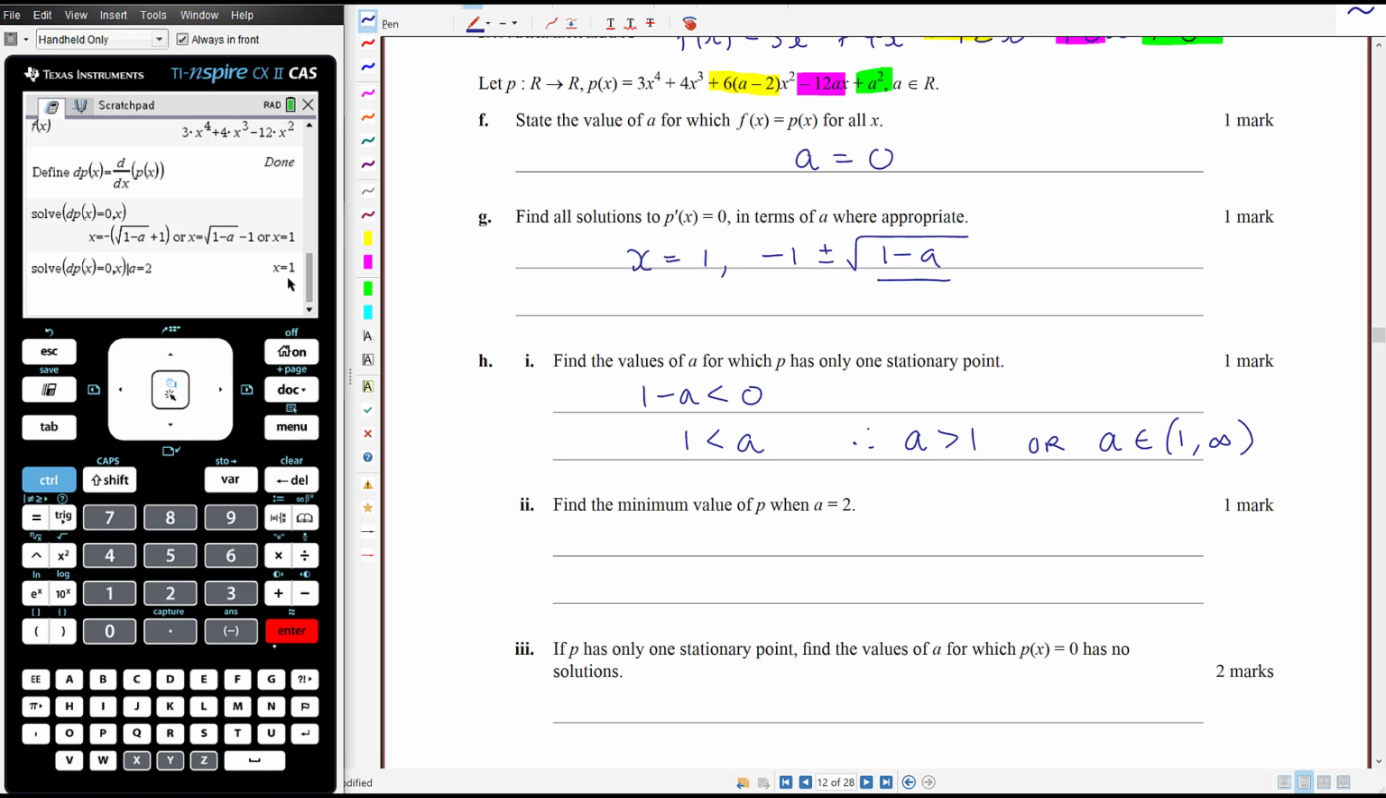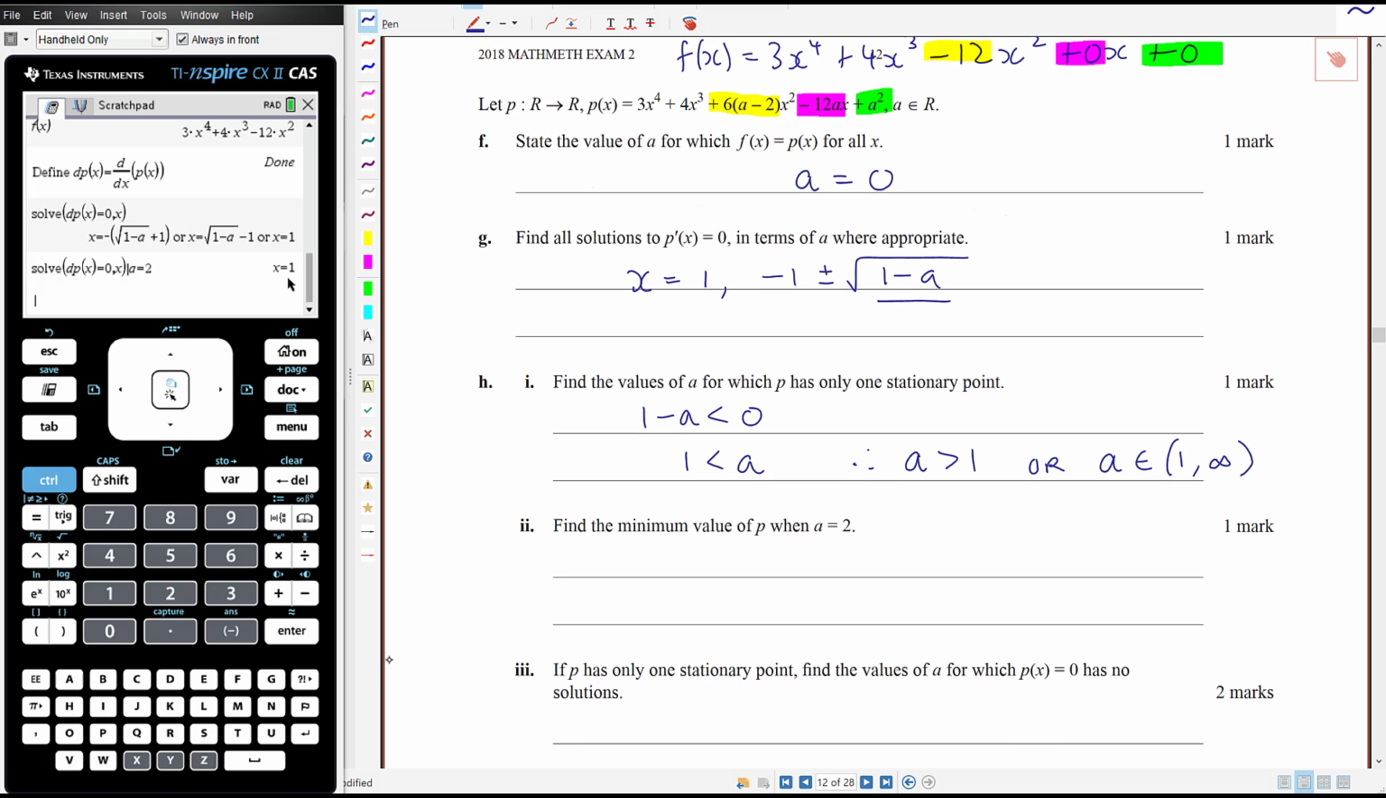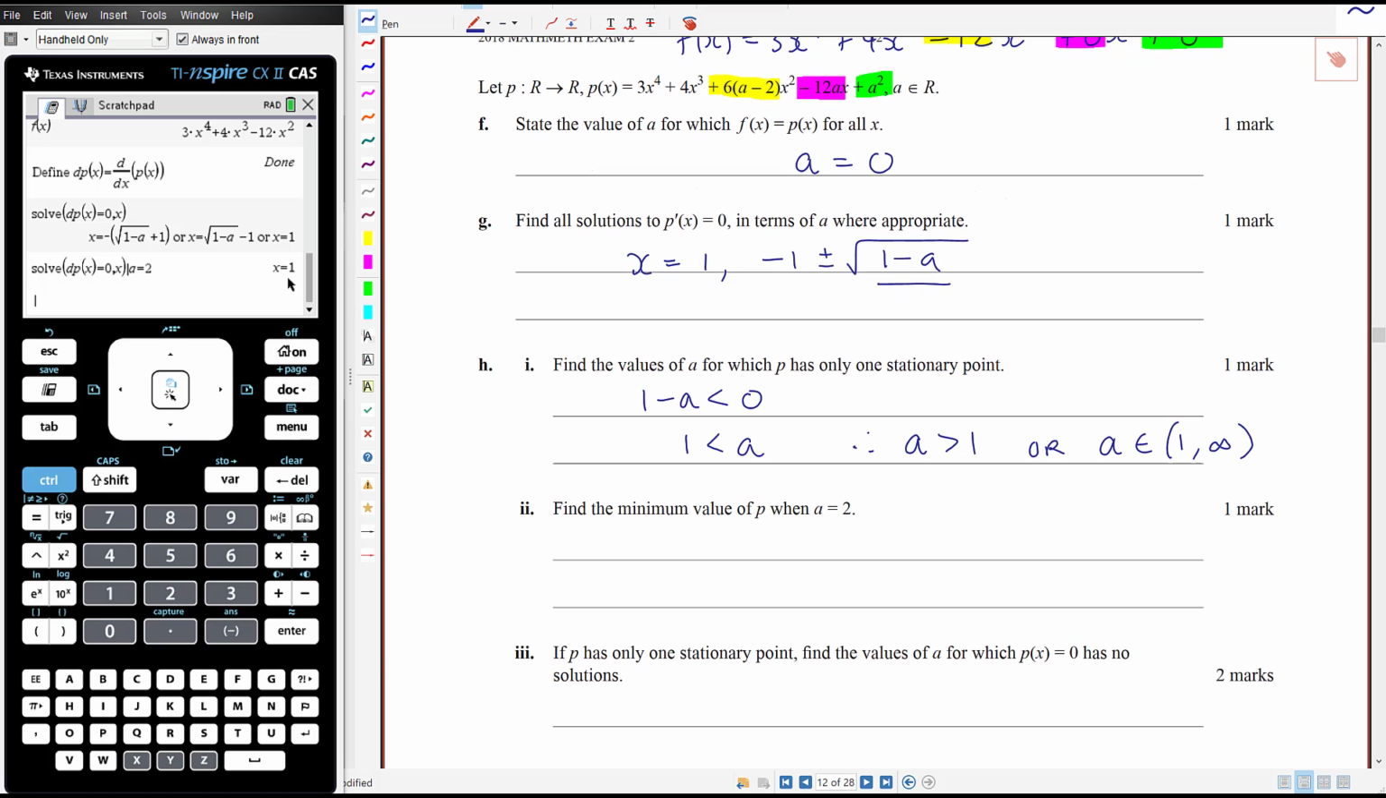So if a equals 2, we're also only getting 1. Oh, that's because a is bigger than 1, sorry. So we're in this group, and so therefore we only get the 1 solution, 1 stationary point when x equals 1. And so therefore let's work out what the value of p is when x equals 1. So let's do p of 1, but we also want that given that a is equal to 2.